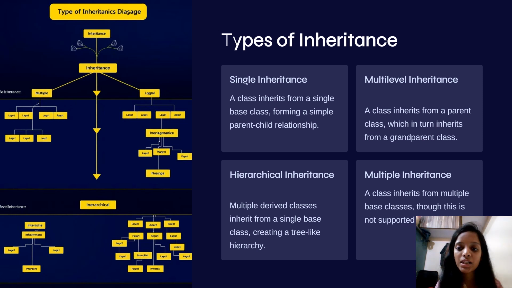Multi-level inheritance is where a class inherits from a parent class, which in turn inherits from a grandparent class. Hierarchical inheritance is where multiple derived classes inherit from a single base class, creating a tree-like hierarchy.